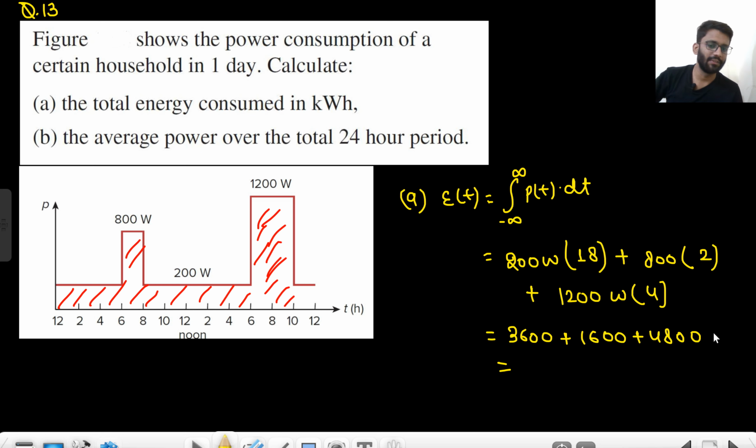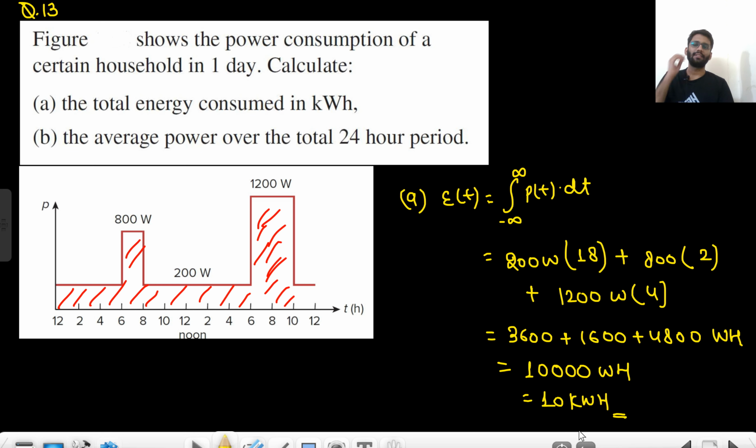And now solving this, what is the unit? Here the unit is watt into hour. So the unit is watt hours. Okay. So 36 plus 16 equals 52, plus 48, that means it is 100. So 10000 watt hour. That means it is 10 kilowatt hour. Okay, this is the total energy consumed. Now you need to calculate the average power for 24 hours. So think about how you will calculate average.